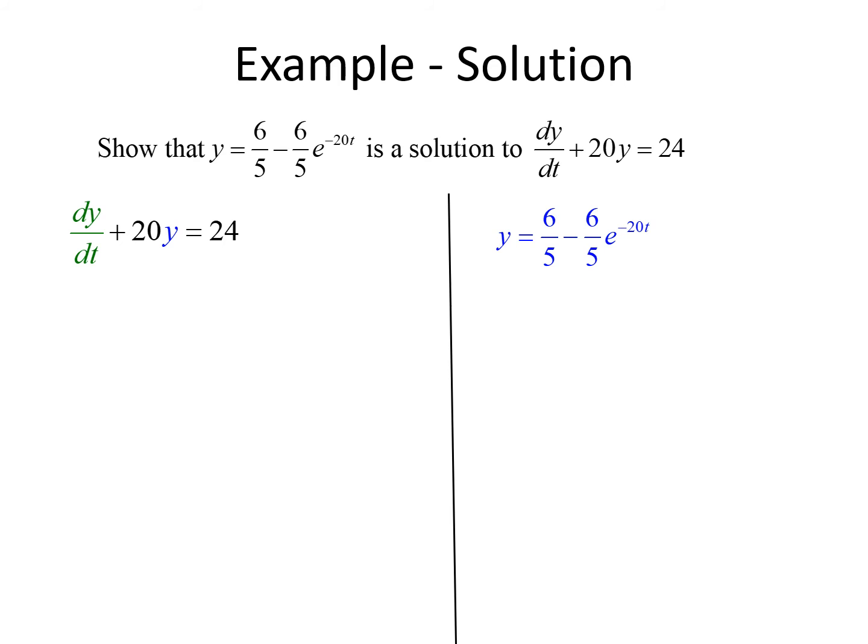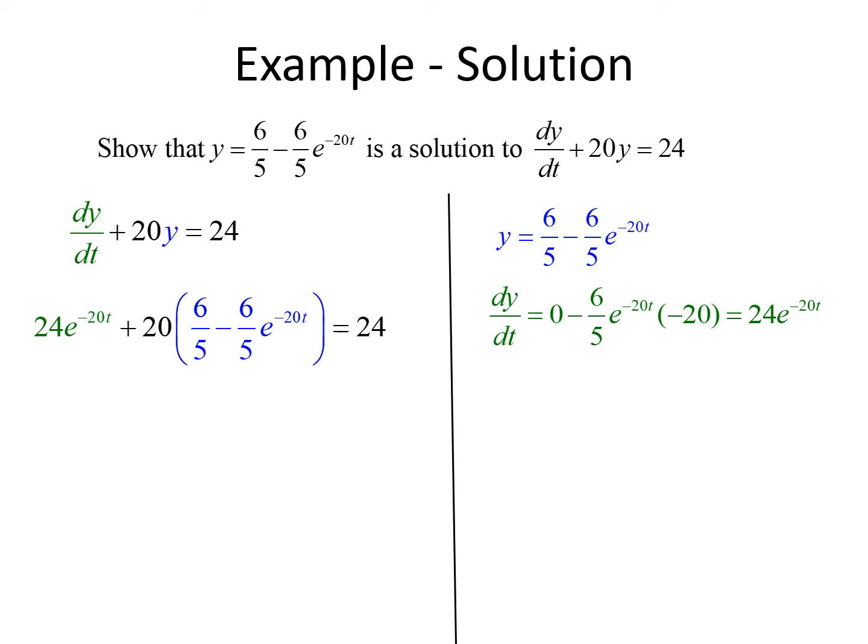If we take the derivative of y, the derivative of 6/5 is going to be 0, and the derivative of 6/5 times e to the negative 20t will be 6/5 e to the negative 20t times negative 20. If we simplify that, negative 6/5 e to the negative 20t times negative 20, we'll get 24 e to the negative 20t. All right, so we have our y, we have our dy/dt. We're going to take both of those expressions and plug them into the differential equation. So we'll get 24 e to the negative 20t plus 20 times 6/5 minus 6/5 e to the negative 20t equals 24.